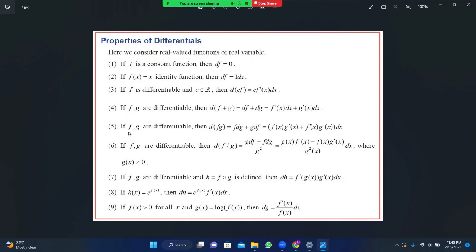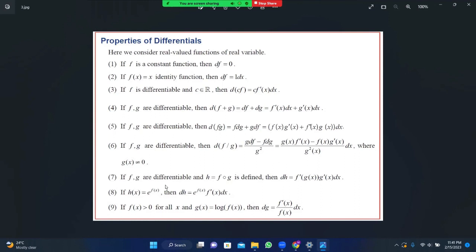Then next is the product rule of differentiation. That is, if f and g are differentiable, then d of fg is equal to f into dg plus g into df. That is expanded as f of x into g prime x plus f prime x g of x dx. Similarly, we look at the division rule of differentiation. That is, d of f by g is equal to g df minus f dg divided by g square. This in turn we can expand as shown here.